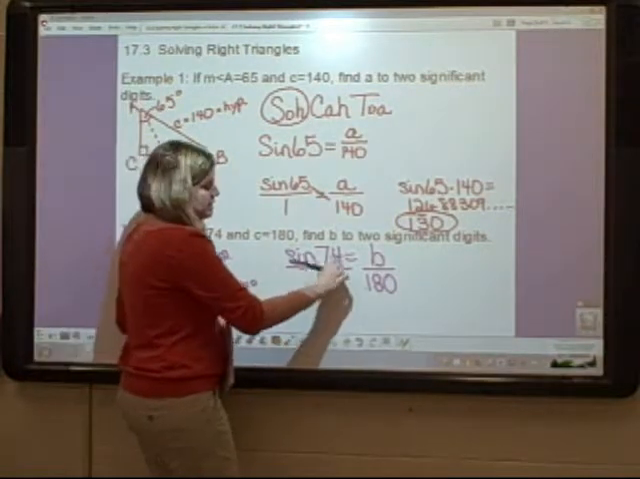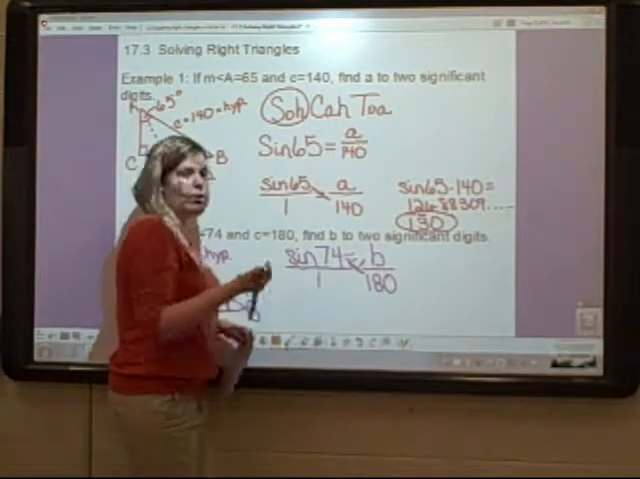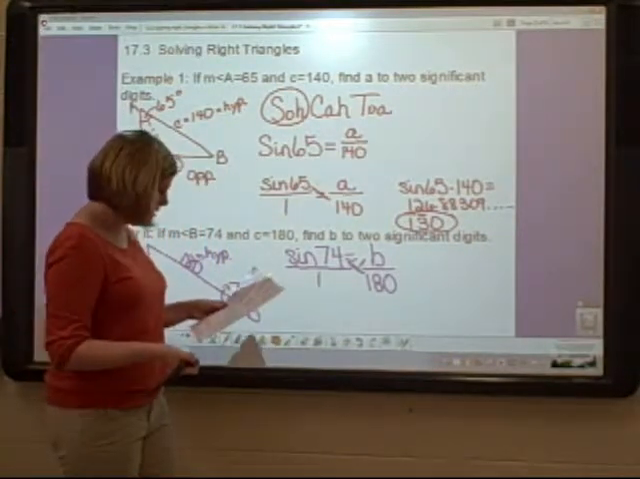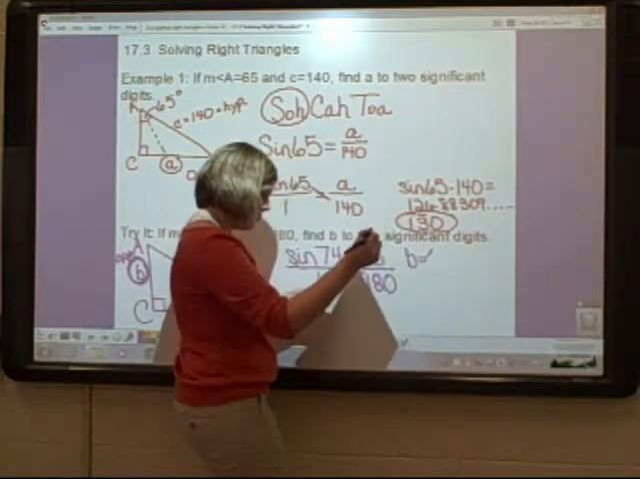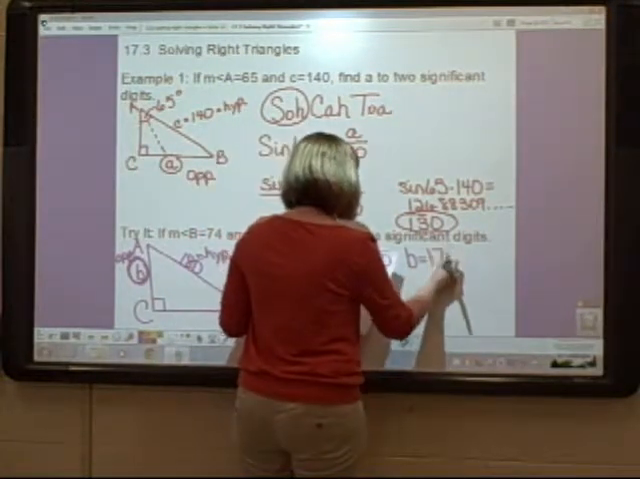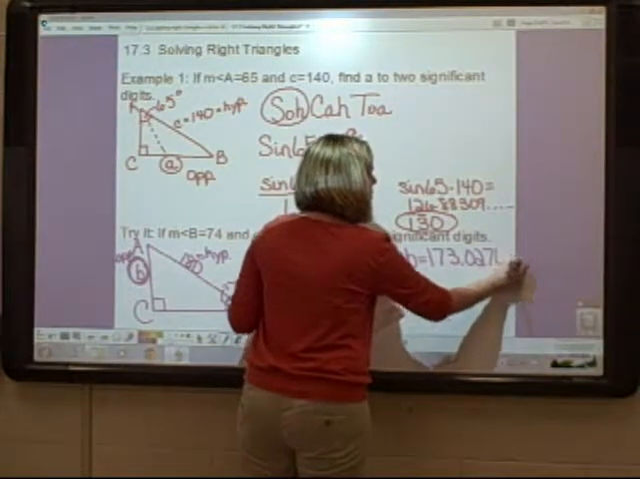So I'm going to take the sine of 74 times 180 divided by 1, which you really don't need to plug into your calculator. And you get B equals 173.0271, and it keeps going.